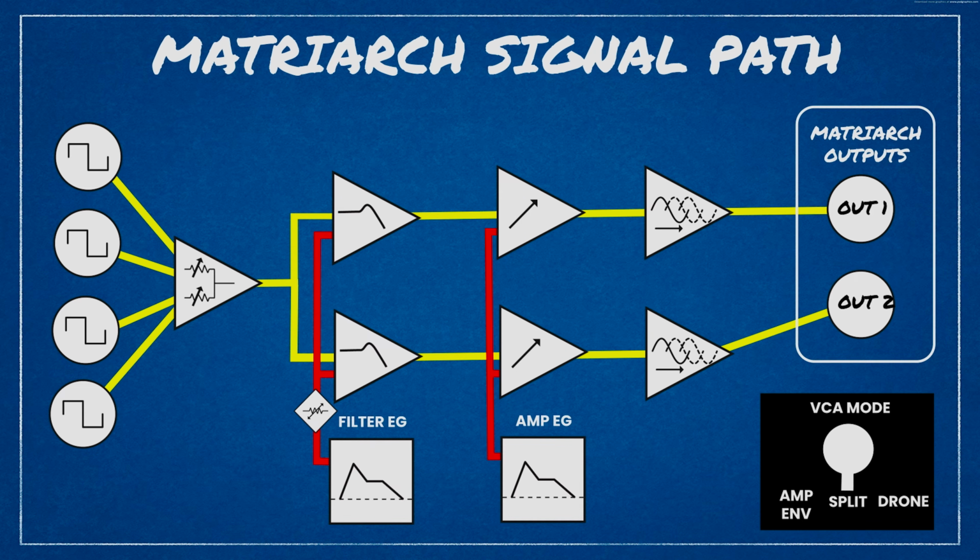If we switch over to split mode, things get a bit more complicated. The filter envelope still modulates both filters, but it's doing double duty. It also modulates VCA1. The amp envelope generator then only modulates VCA2. The most obvious use for this is for stereo patches, changing up volume on left and right channels, etc. Lastly, we have drone mode. In drone mode, the VCAs are wide open. Filter envelope generator still modulates the filters, but amp envelope generator is disconnected and doesn't modulate anything, which of course leaves it free to be used to modulate whatever you want.